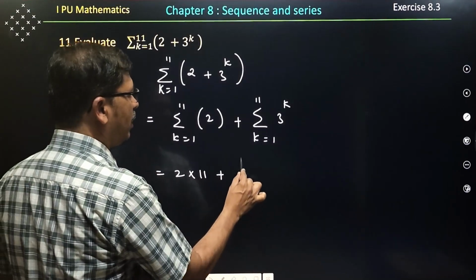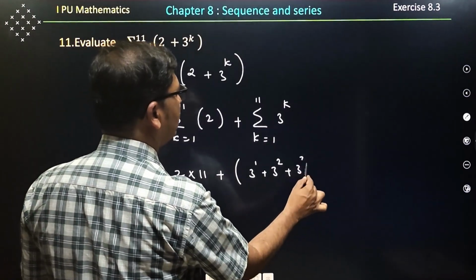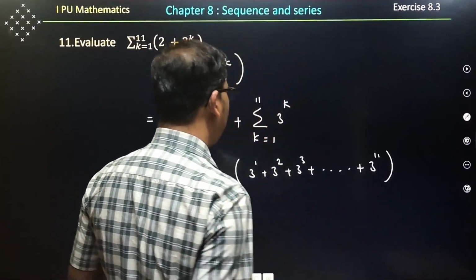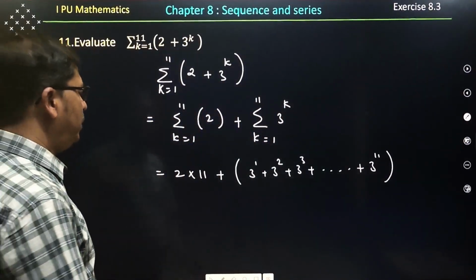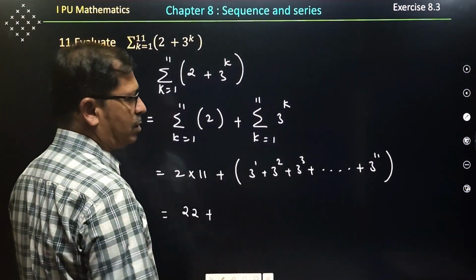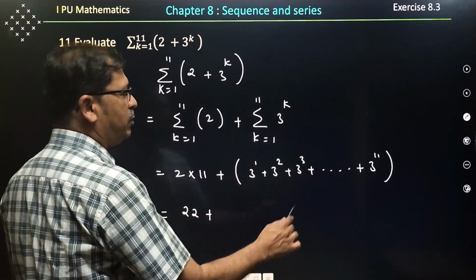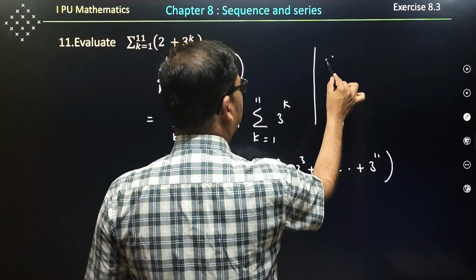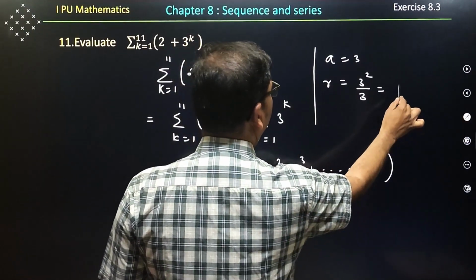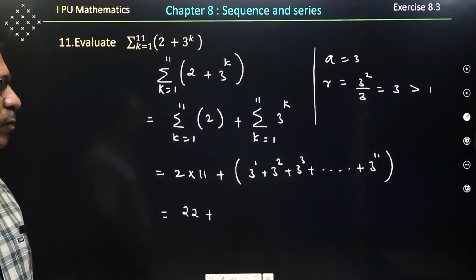Next one, it needs some elaboration here, 3 to the power 1, 3 to the power 2, next 3 to the power 3, last term is 3 to the power 11 here it is. So its sum you need to calculate. 11 2s are 22, let us write 22 as it is, plus the sum of 3 to the power 1 and so on up to 3 to the power 11 you need to calculate here. See, with respect to the second part, the first term is 3, common ratio is 3 square divided by 3, which is 3 only, which is greater than 1. The value of r is greater than 1 here.